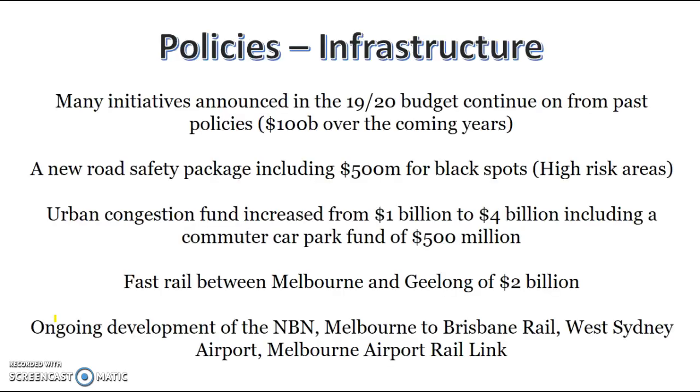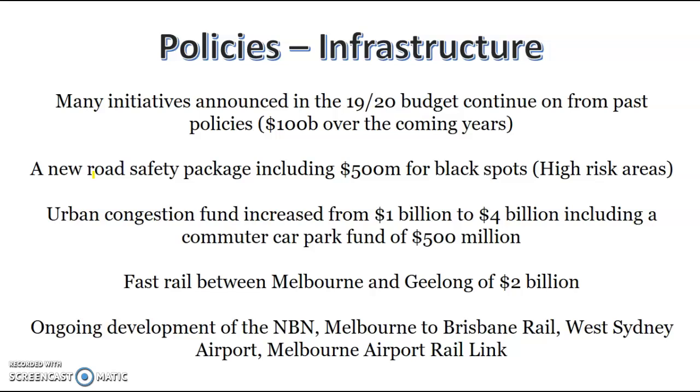Okay, following on from the last video, we really just want to hone in on some of the features of these policies and then the impact that these policies have. So start just with infrastructure. Continuing, a lot of the initiatives that they've invested in for infrastructure have been ongoing projects, but really specific things. The new road safety package, which includes $500 million for fixing up black spots to try and reduce instances of accidents in high-risk areas.